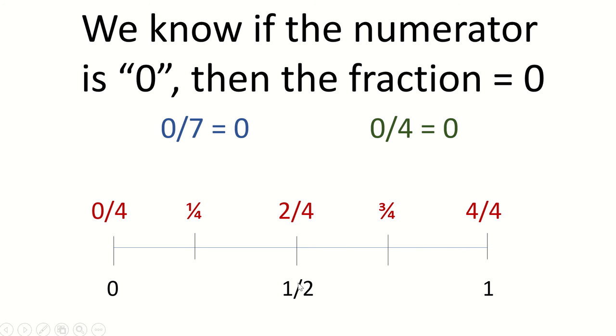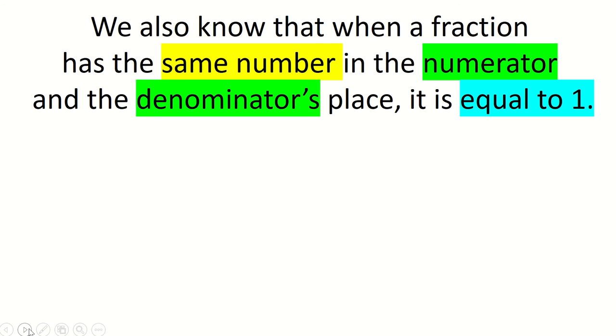Okay, now 0, 1/2, and 1, those are 3 numbers, where one's a fraction and 2 are whole numbers, that you want to think about when you're comparing fractions. You want to think, is it closer to 0, closer to 1/2, or closer to 1 when you're looking at a fraction. We also know that when a fraction has the same number in the numerator and the denominator's place, it is equal to 1. For example, 7/7 is equal to 1 whole because we're using 7 out of the 7 parts.